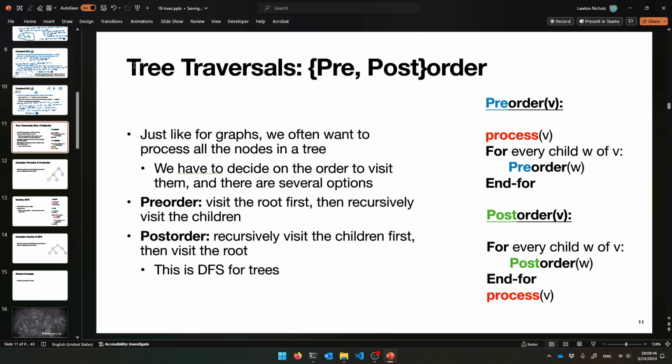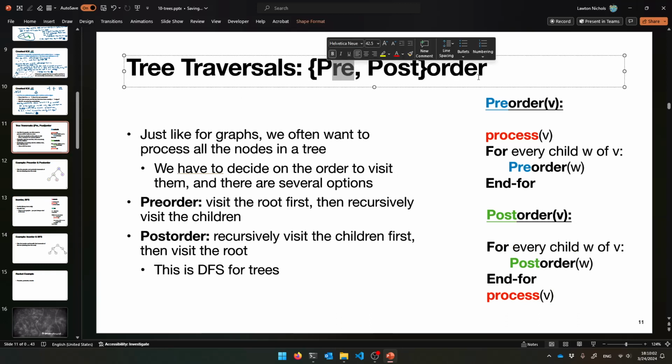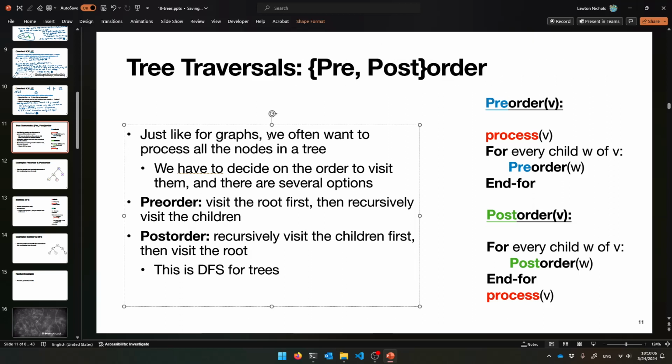So let me show you about tree traversals. This is very similar to the graph traversals we were talking about. There's a bunch of different kinds of depth first searches, and there's also a breadth first search, so I'll get to that in a second. But the first ones I want to talk about are pre-order traversal and post-order traversal. They are a way to visit every node in the tree and process them in some way, maybe to print them out, to calculate some data, whatever you need to do.